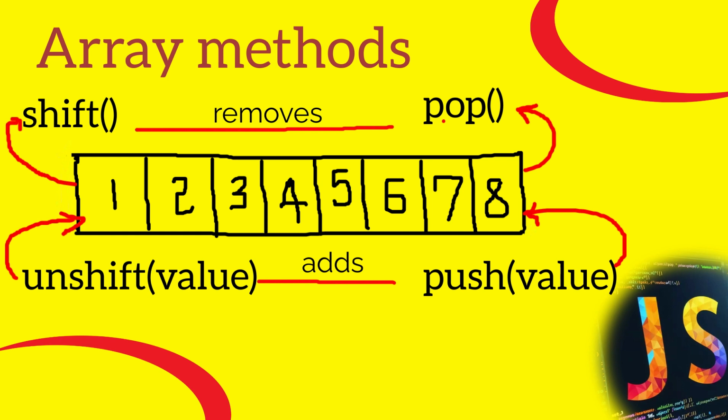Today we are going to learn about array methods: the shift, the pop, the unshift, and the push. The pop and the push deal with the last part of the array, while the shift and the unshift deal with the first part of the array. So if you are ready for today's session, let's dive right in.